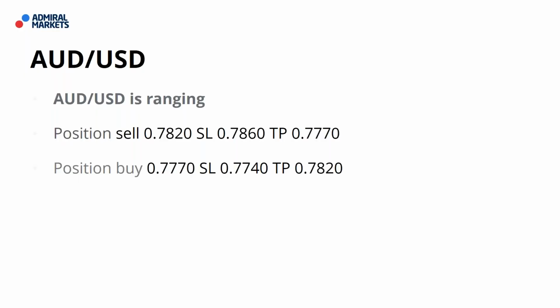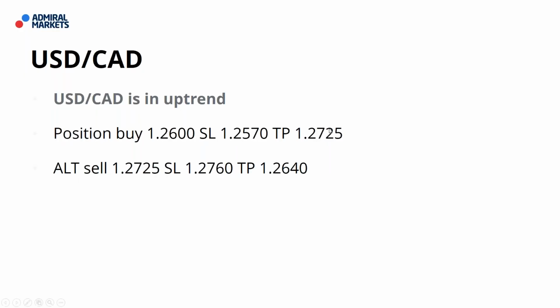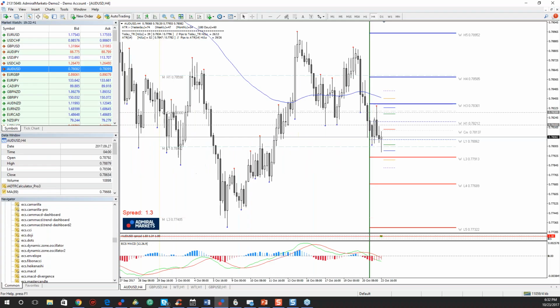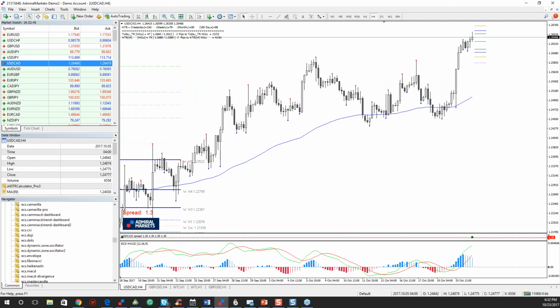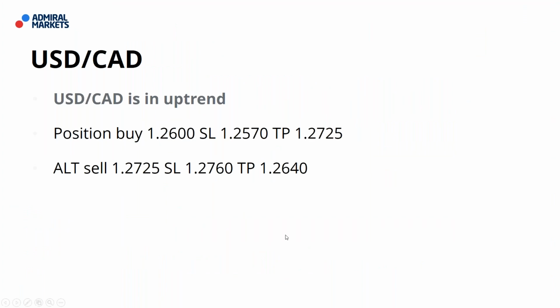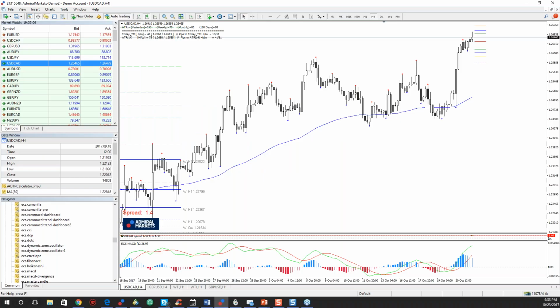Okay, so that is Australian dollar. Now we move on to dollar CAD. Dollar CAD, guys, is also a very good pair to trade. I will show you the dollar CAD setup here. Dollar CAD 2600 is buy, 2570 stop, TP 2725. Alternative sell 2725, stop 2760, TP 2640.